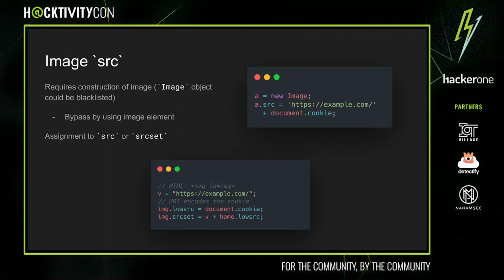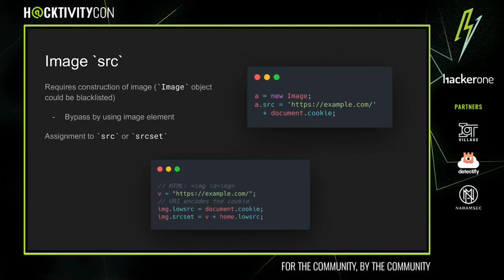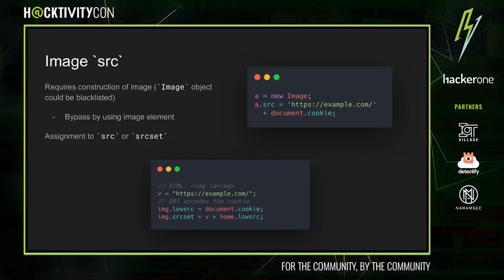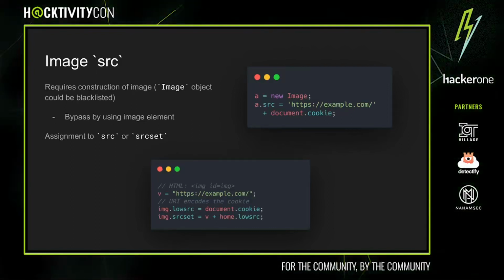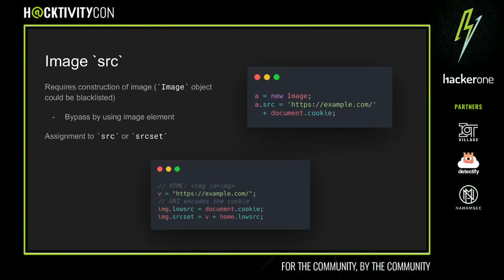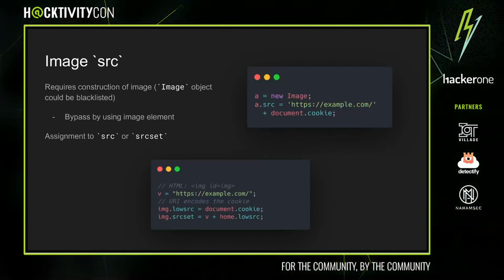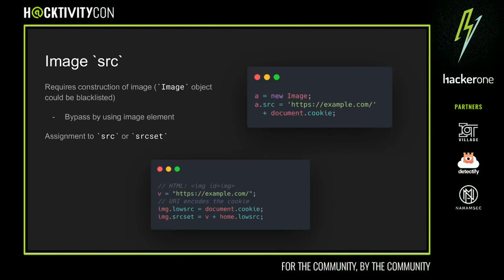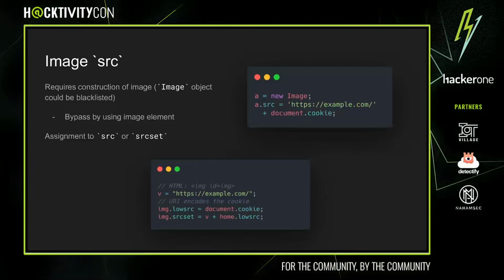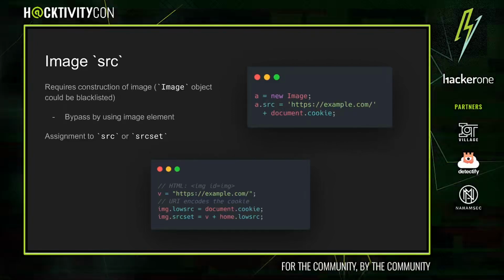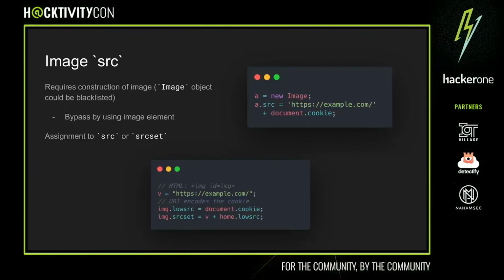In order to get around this, we first assign to lowsrc. Although this property is deprecated, it still functions similar to src in that it will automatically URI encode its contents. Assignment to lowsrc thus allows us to mutate the string representation of the cookie, URI encoding it without any function calls. We can then extract it normally with assignment to srcset.